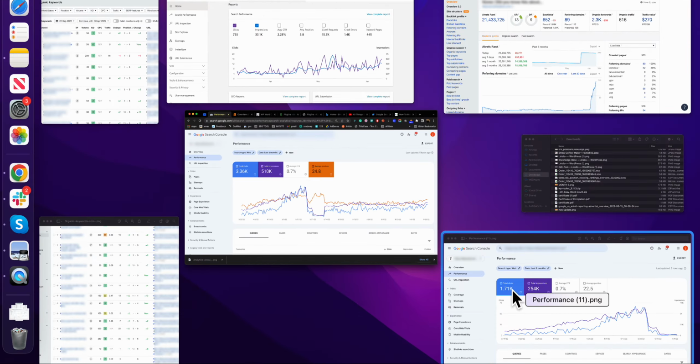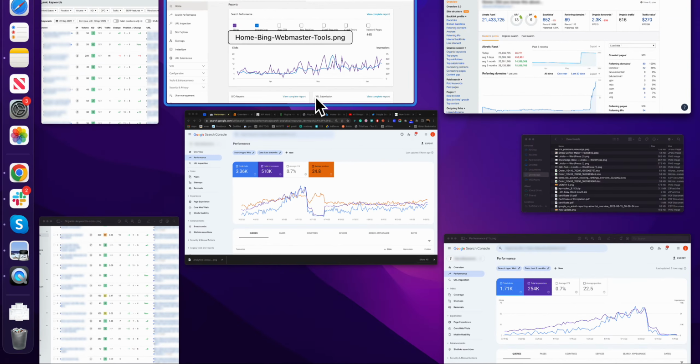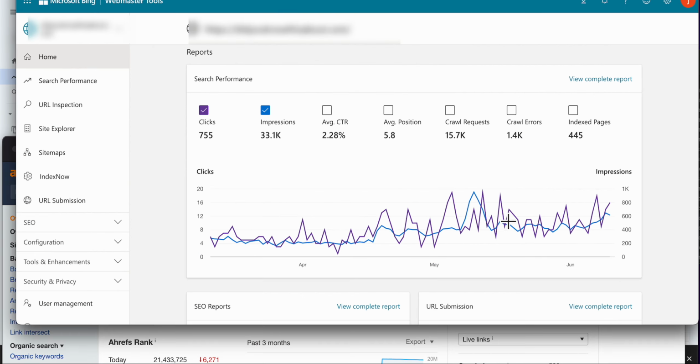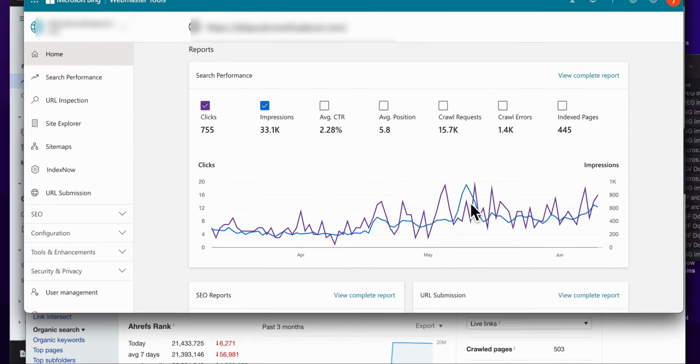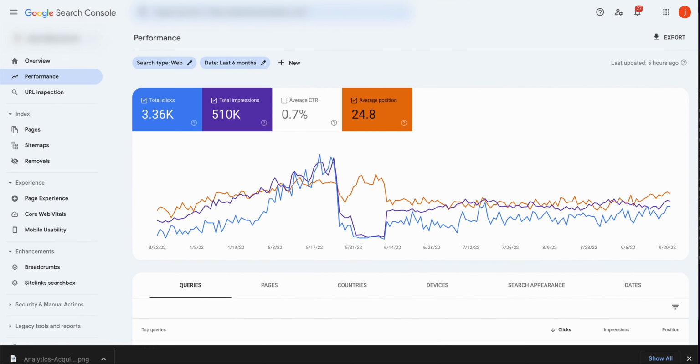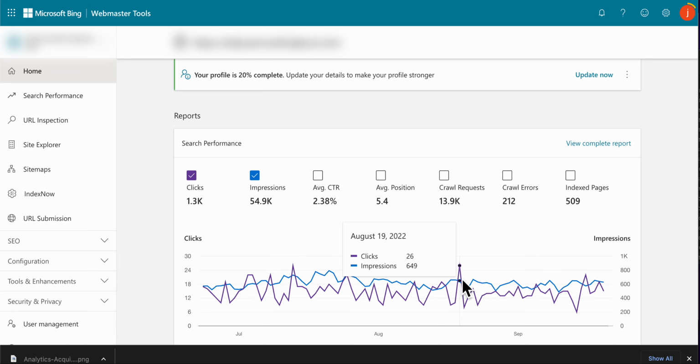And now let's look at Bing here. You can see the clicks were at around 12. Barely hit 20. But now let's look at Bing. The highest is like 22, 20. So it's growing a little bit.